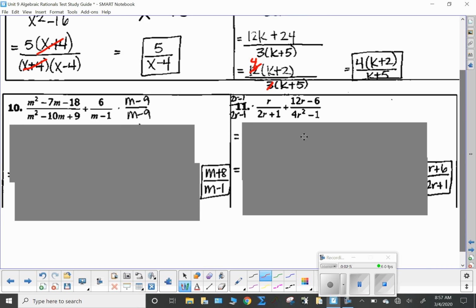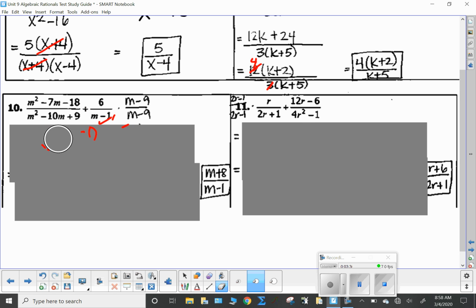Moving on to number 10. Again, this is addition, so I need a common denominator. So the first thing I do is, don't worry about the numerator, but in the denominator, I need factors of positive 9 that will add to negative 10. So it's going to be m minus 9 and then m minus 1. Well, I already have m minus 1 here, so I'm going to multiply the numerator and the denominator of just this second fraction by m minus 9. So I'll get 6m minus 54.